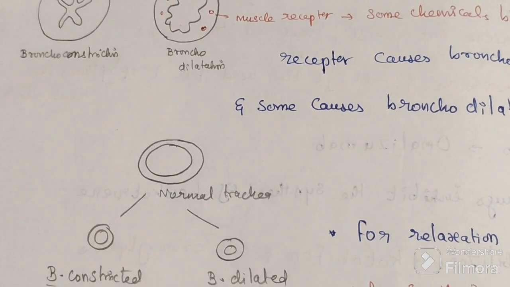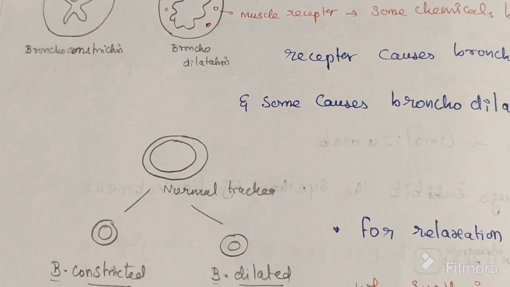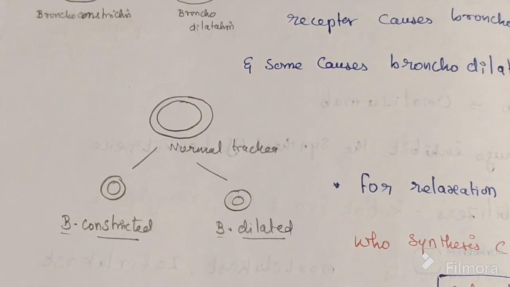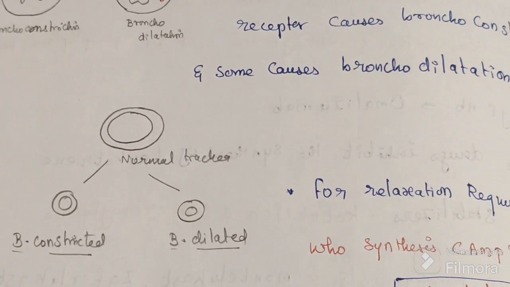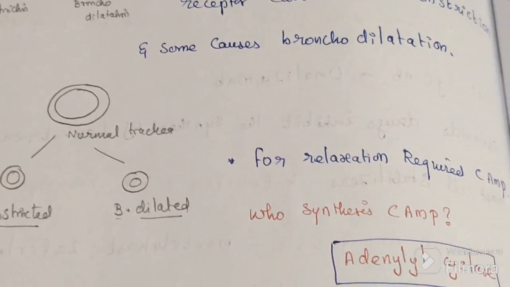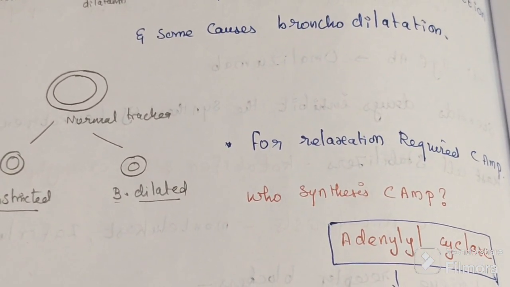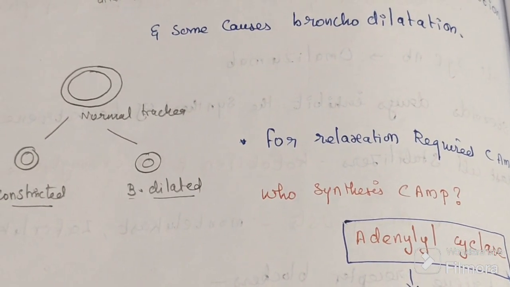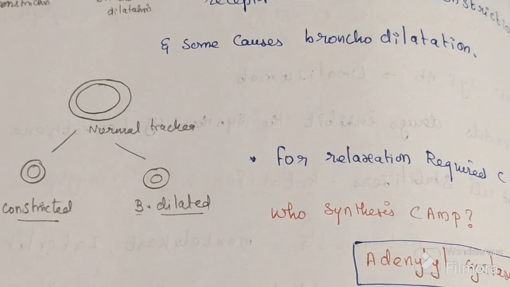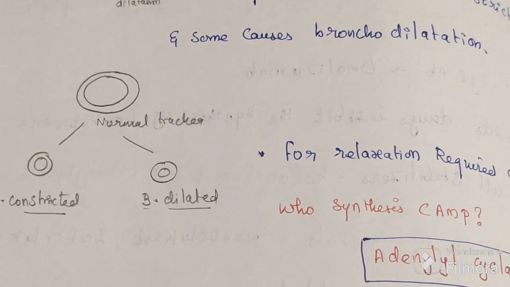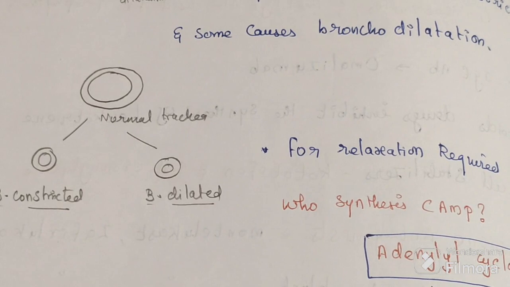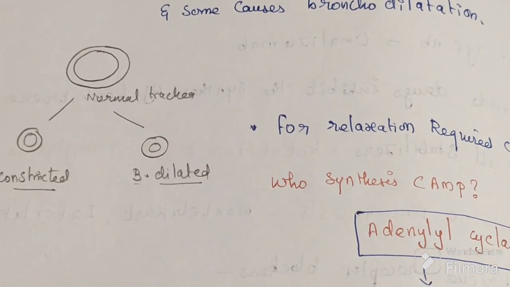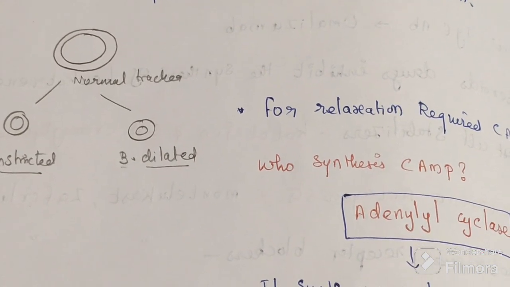Now we want contraction or we want relaxation. For relaxation, one thing is required, that is cyclic AMP. Cyclic AMP causes relaxation.